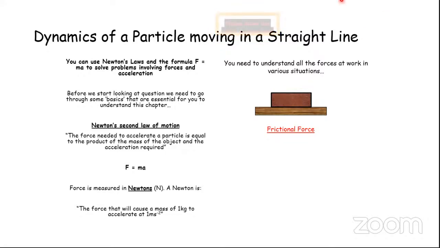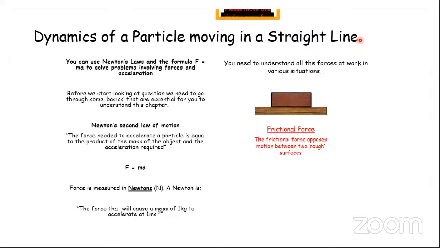What do we understand by the word friction? Friction is a force that opposes relative motion in a body. A force that opposes relative motion. So it acts in the opposite direction to where the body is moving, because it opposes motion.